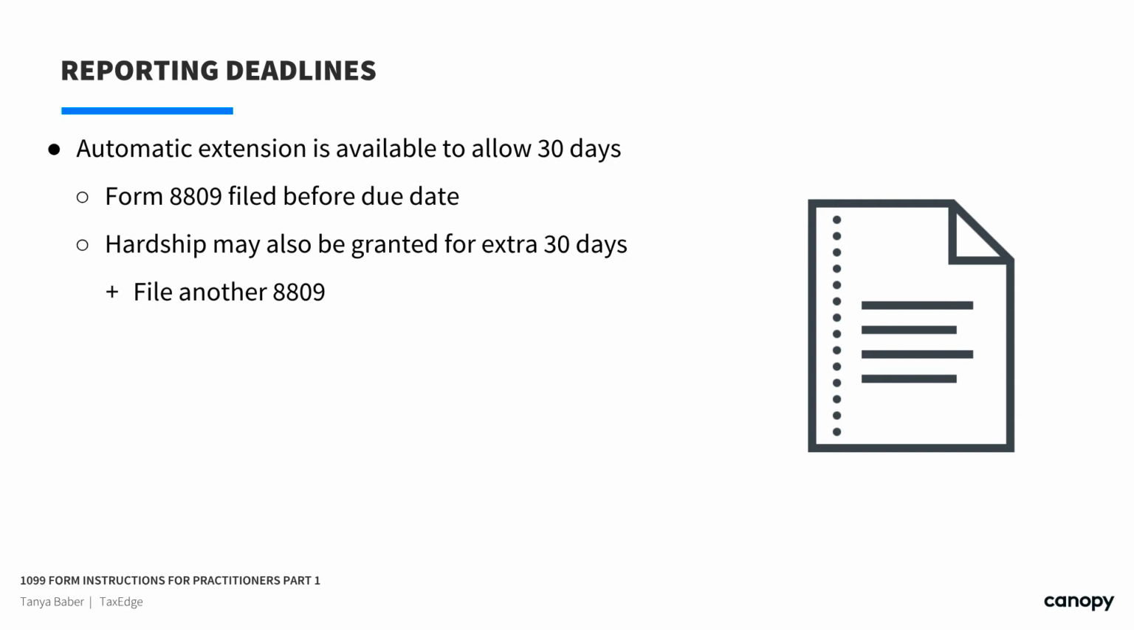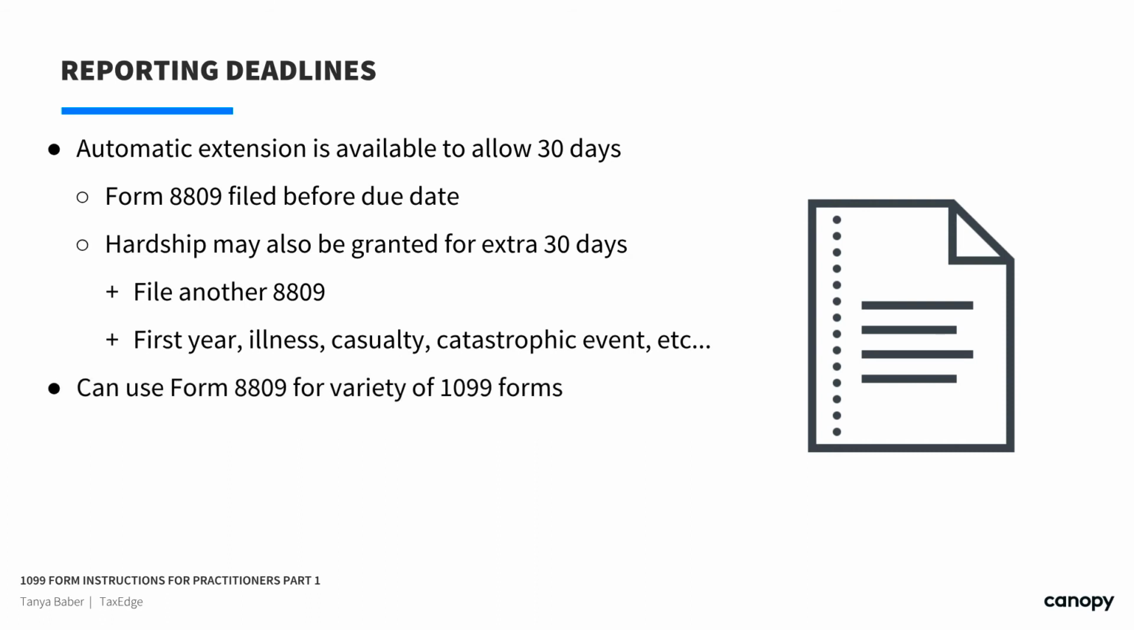So you do the first one for 30 days. So let's say you are doing the 1099 miscellaneous box 7, that gives you to February. You would file another 8809 if it was your first year. You could have till March. And this is only, by the way, for sending to the IRS. They still want you to send to the recipient, the person who's supposed to get the 1099, still by January. So that's the catch there.